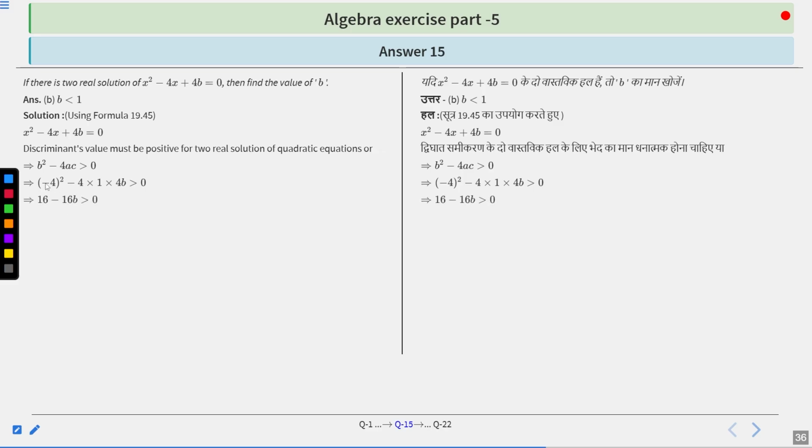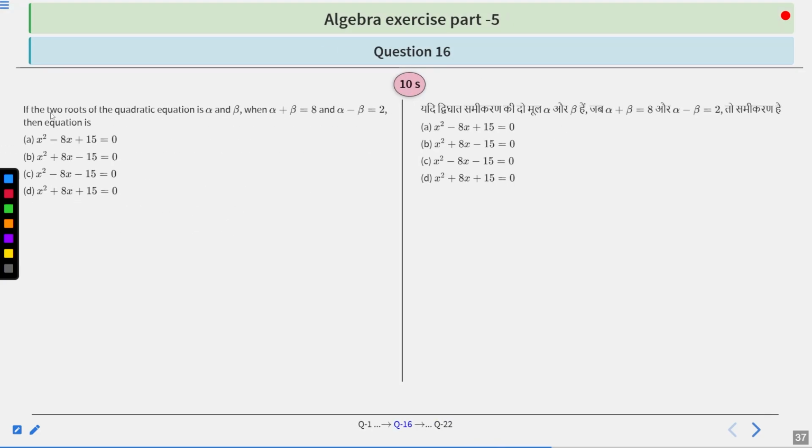So minus 4 square is 16, minus 4 into 4 is 16b. That should be greater than 0. Therefore, 16 is greater than 16b. Or we can say 1 is greater than b, or b is less than 1. That means option number B is the correct answer. B is less than 1.